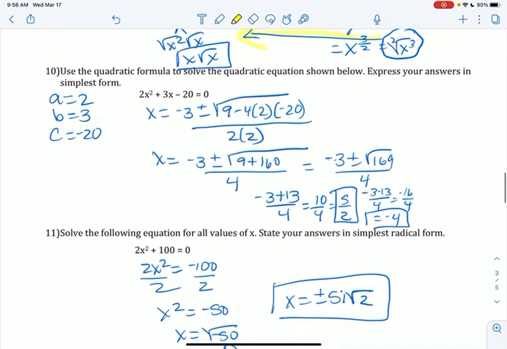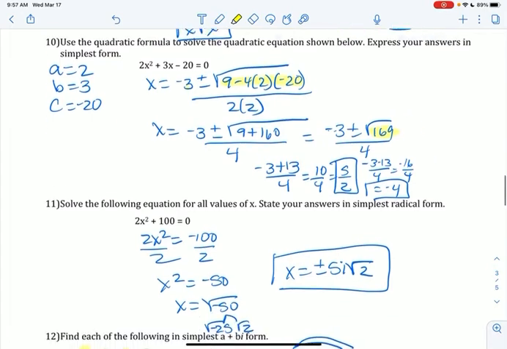All right, 10 is just an easy quadratic formula. So a is 2, b is 3, c is negative 20. So it's negative b, negative 3, plus or minus the square root of b squared, which is 3 squared, minus 4ac. Everything under the radical I put into my calculator, and that actually gives me 169. So the radical 169 is 13, so it's basically negative 3 plus 13 over 4, and negative 3 minus 13 over 4. So my two answers are 5/2 and negative 4.